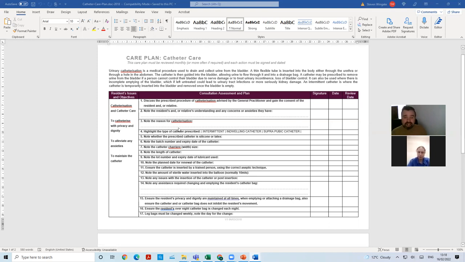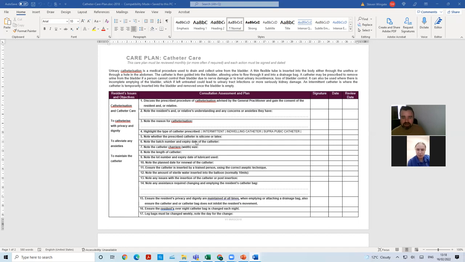And here you can see you've discussed the procedures with the customer. That's the bit above. Note the residents and their activities, understanding of concerns and anxieties. That's that mental health bit. The reason why we're doing what we're doing. So let's just write down what it is. And then here it's the steps for the care plan.